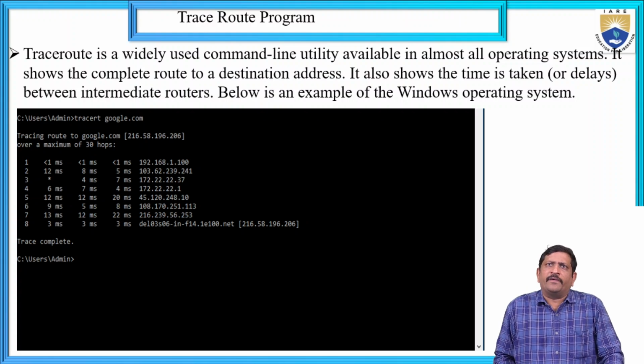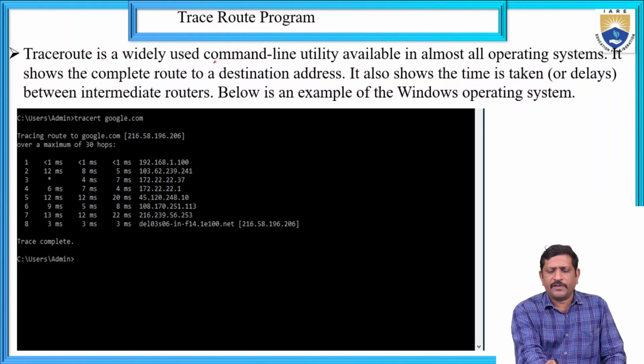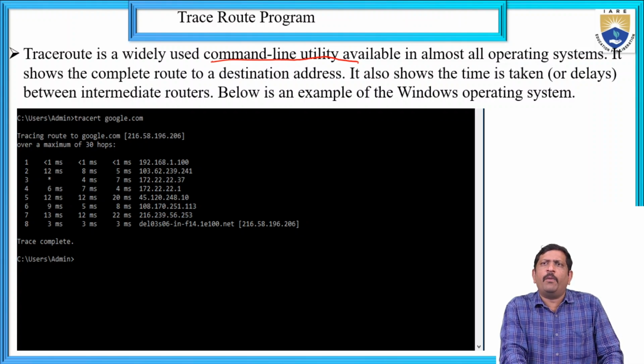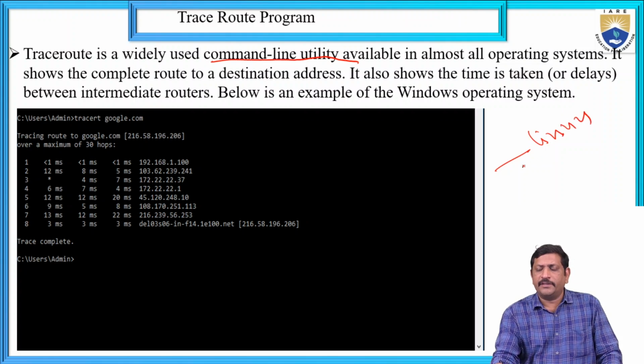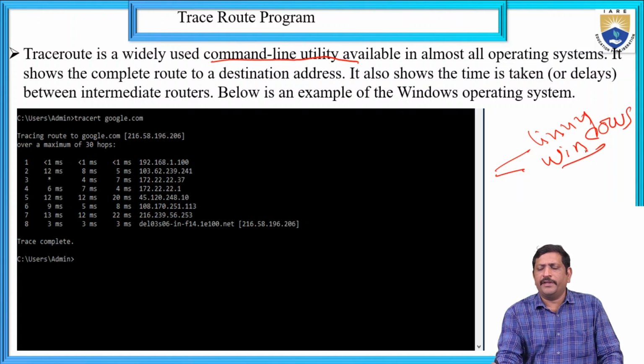Traceroute is a programming tool we can generally use as a command line utility. So it is a command line utility that can be used in any operating system. You may use it in a Linux operating system or a Windows operating system. So in any operating system, the traceroute command can be utilized for finding issues.